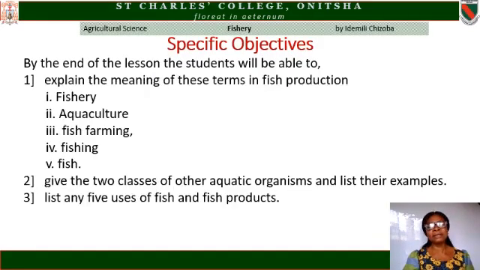At the end of this lesson, I will expect the students to answer these questions. Number 1, explain the meaning of these terms in fish production: I, fishery. II, aquaculture. III, fish farming. IV, fishing. V, fish. Number 2, give the 2 classes of other aquatic organisms and list their examples. Number 3, list any 5 uses of fish and fish products.